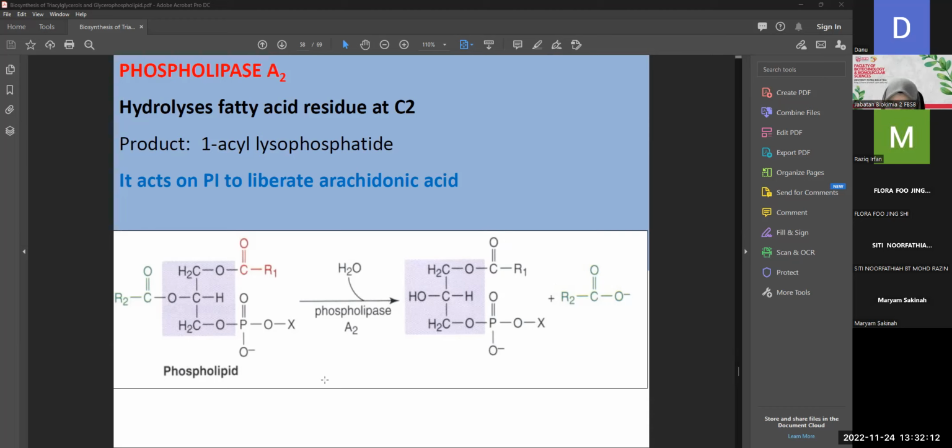So this enzyme A2 is also involved in phosphatidyl inositol. When phospholipase A2 reacts on phosphatidyl inositol, it will release arachidonic acid. So this is an important enzyme on phosphatidyl inositol.